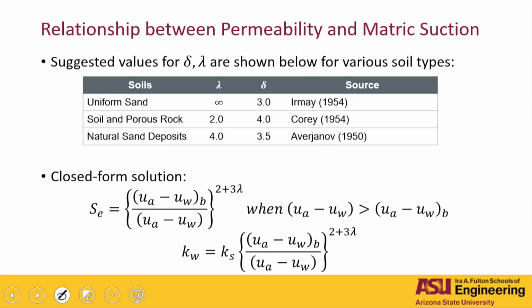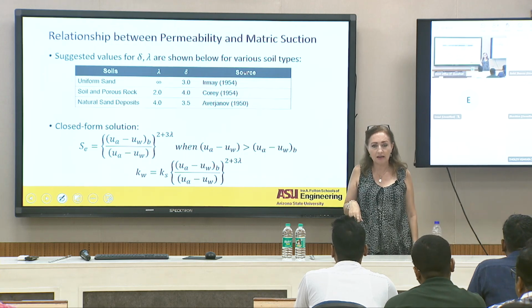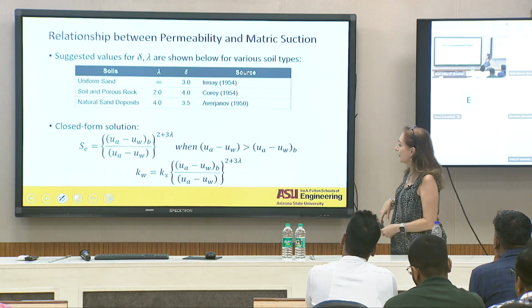Delta and lambda values are also suggested for different uniform sands, silts and porous rock, natural sand deposits. But again, if you do have a soil-water characteristic curve, whether you predict or measure that in the laboratory, you can estimate your delta and lambda parameters, right?